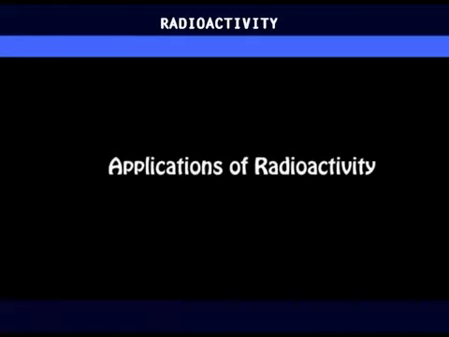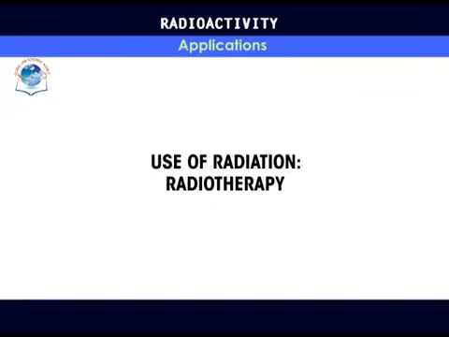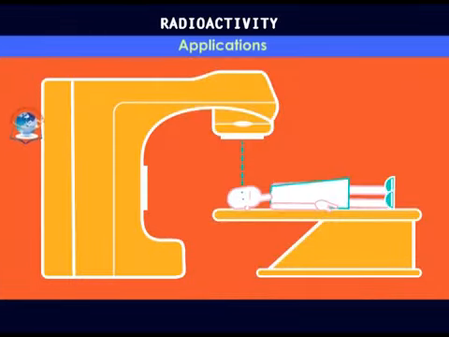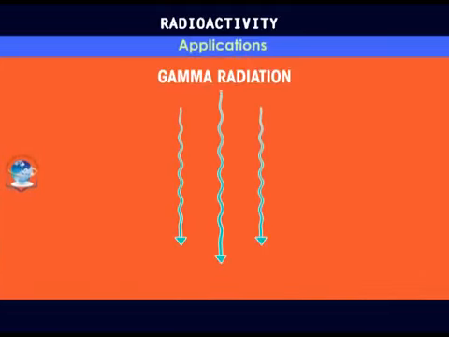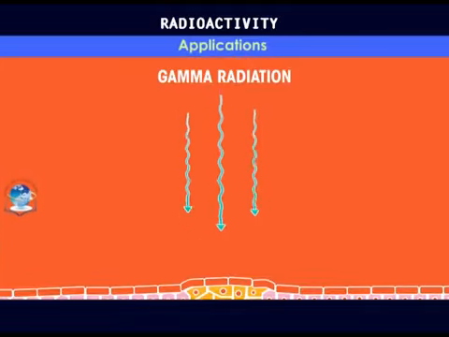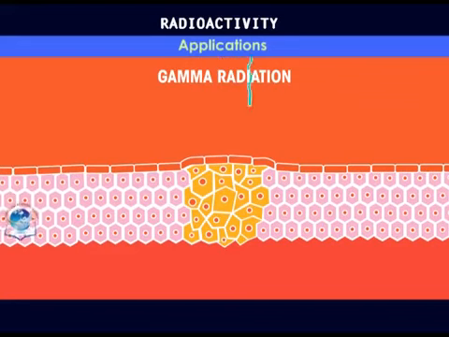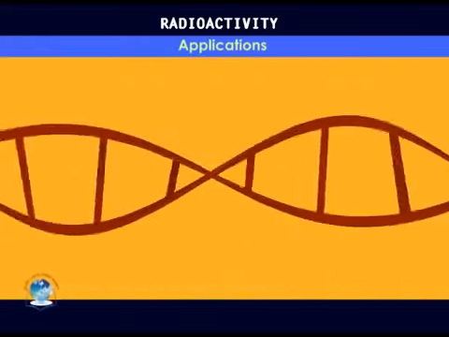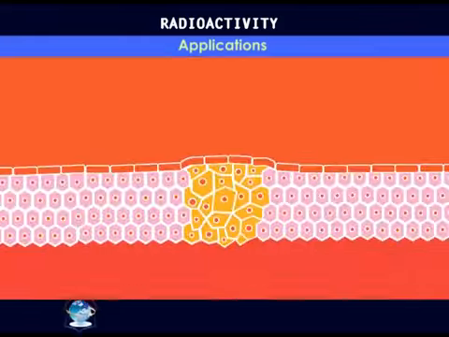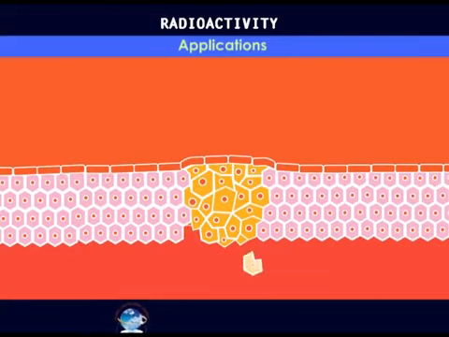Next, we look at the applications of radioactivity. First, use of radiations in radiotherapy. Gamma radiations can be used in radiotherapy for the treatment of cancer. These radiations are directed on the area of the body that is affected by cancer. At high doses, radiation kills cancer cells or slows down their growth by damaging their DNA. The dead cancer cells are then broken down and removed by the body.